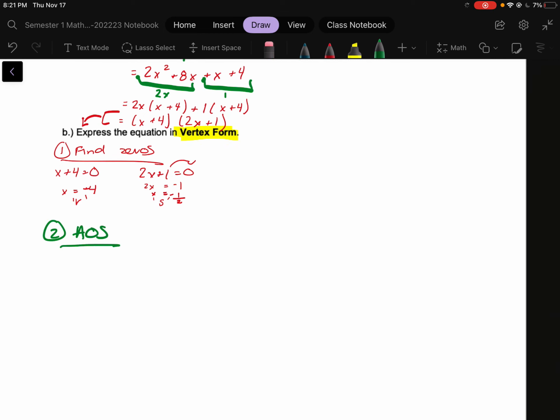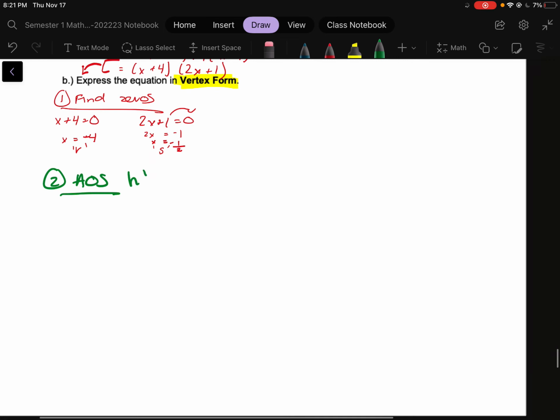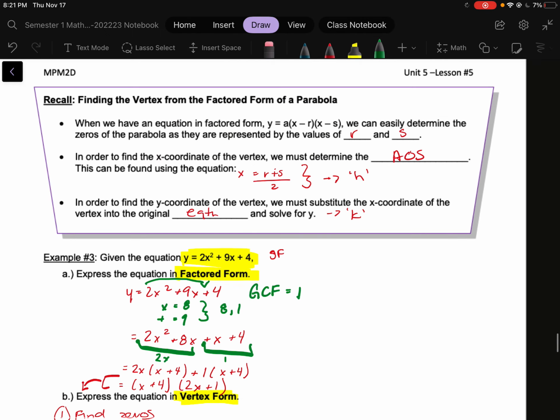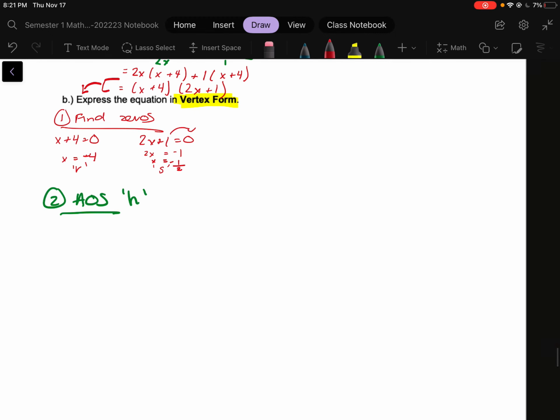Next step here is to find our axis of symmetry, which is also known as our h. In order to do that, we use the formula that we talked about in step 2 here. h is going to be known as our axis of symmetry, which is r plus s divided by 2. So our r was -4, plus our -1 over 2, divided by 2.